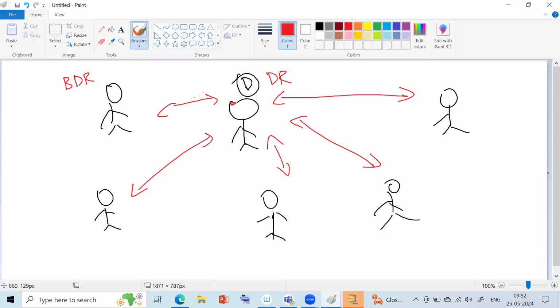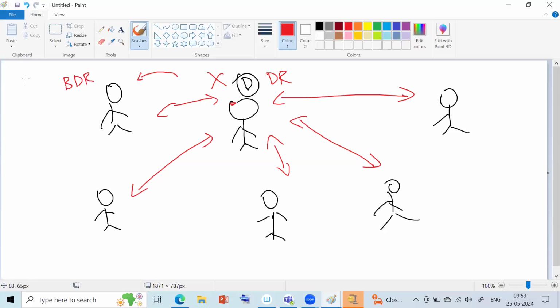We have a backup designated router. Why? What is the reason for the redundancy? What if this router goes down? Because he is handling all the information. What should happen to the information if he goes down? They are in sync with the backup designated router. He maintains all the database, right? This is the concept of designated router and backup designated router.